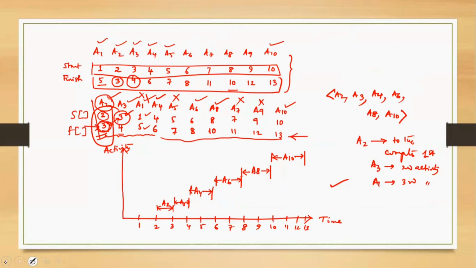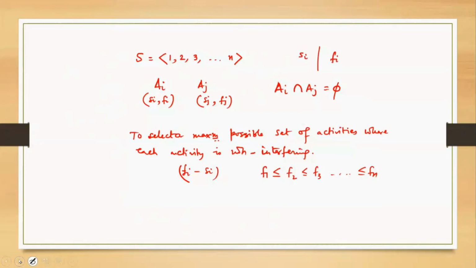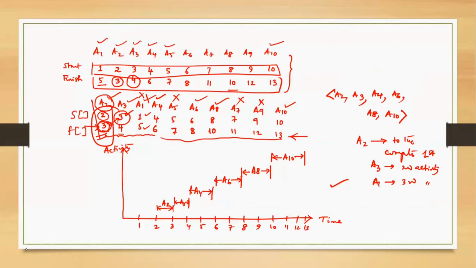Okay, so this is the activity scheduling problem using a greedy strategy. Just to summarize, you have been given a set of activities, and each activity maintains 2 parameters: the starting time and the finishing time. The activity scheduling problem is to select the maximum possible set of activities where each activity is non-interfering. As we have 2 parameters for each activity, the duration formula is nothing but the difference between finishing time and starting time, fi minus si, where i is the index of the ith activity.